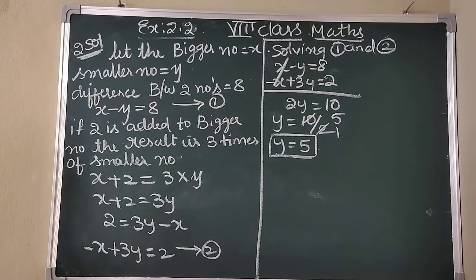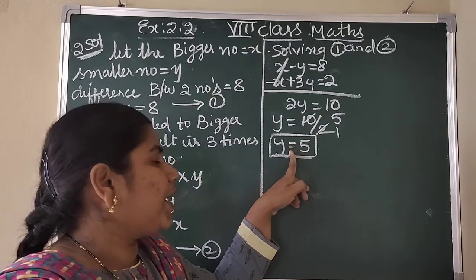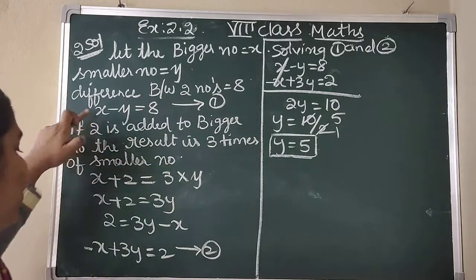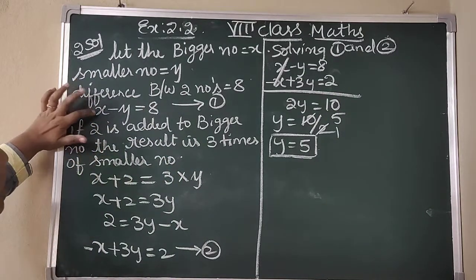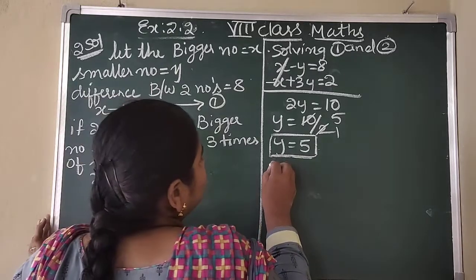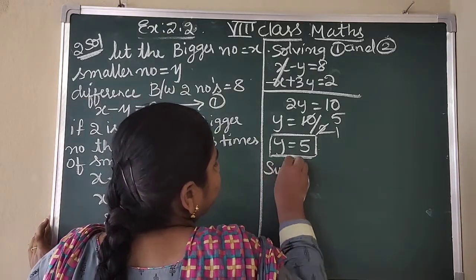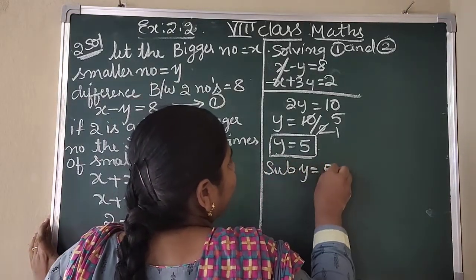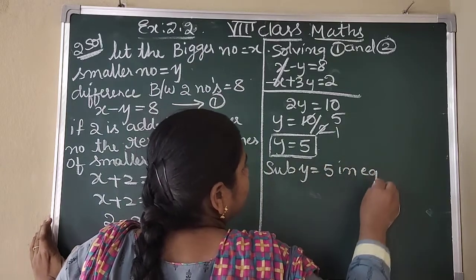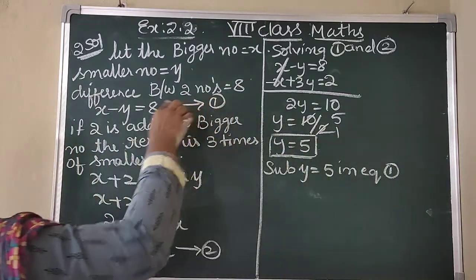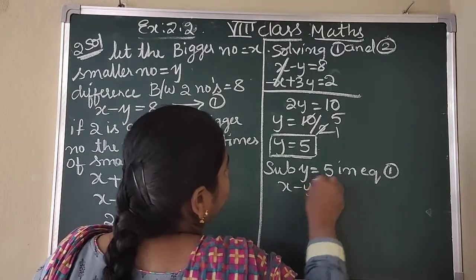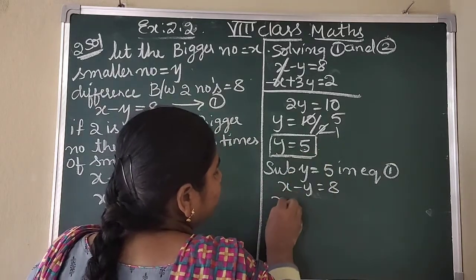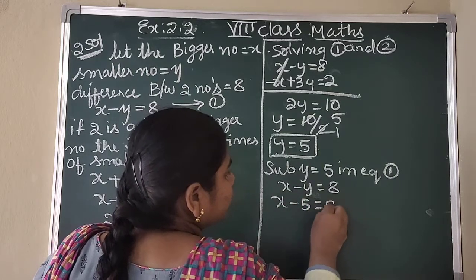So how to find the x value? Take this y is equal to 5 and substitute in any one of the equations. You can substitute in any one. So I am substituting in the first equation. So substitute y is equal to 5 in equation 1. So here x minus y is equal to 8. The y value you got as 5. So x minus 5 is equal to 8.